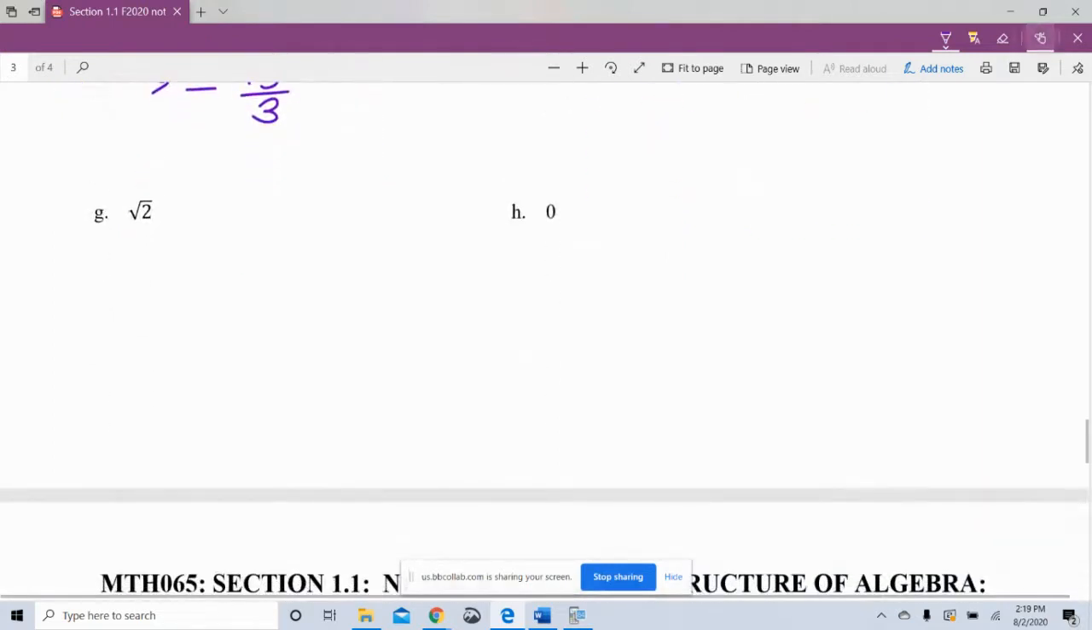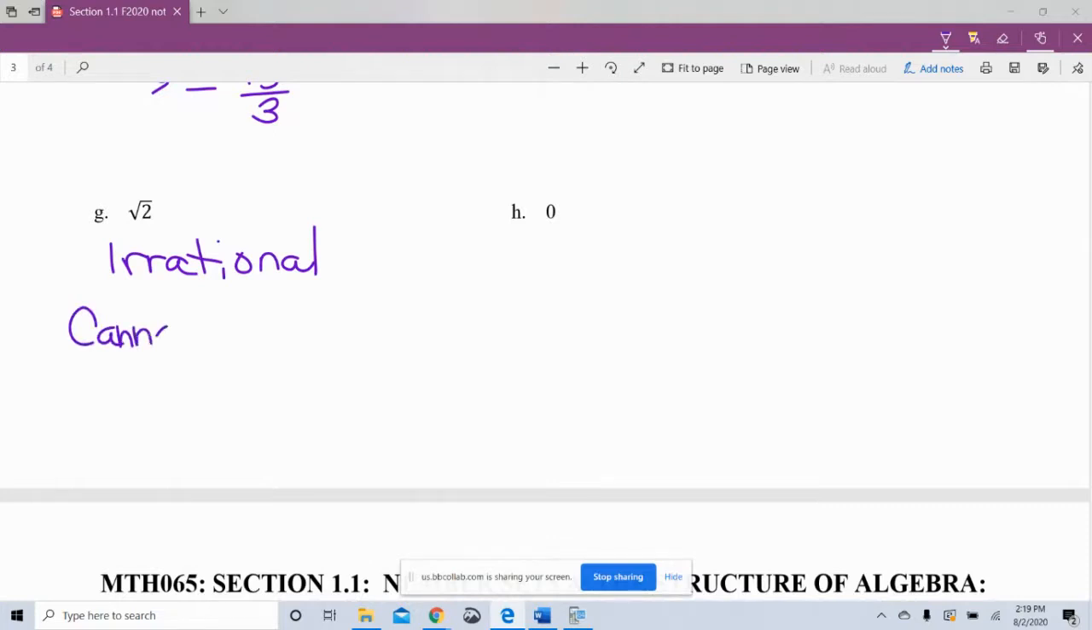And just 2 left here. Square root of 2, that's actually one that we did on our graphing calculator. This one is definitely irrational. And that's because it cannot be written as a fraction.